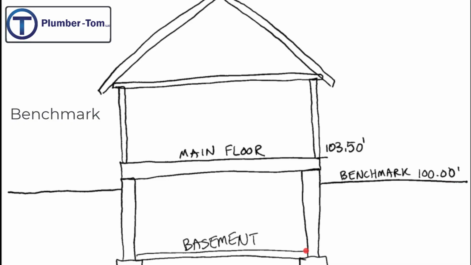Now the basement is going to be below that. And in this case, they say elevation 94.00 would indicate that we are 6 feet below that benchmark or that fixed point. This gives us a way to indicate on a plan how deep something is or how high above the ground something is based on the references of that specific building.